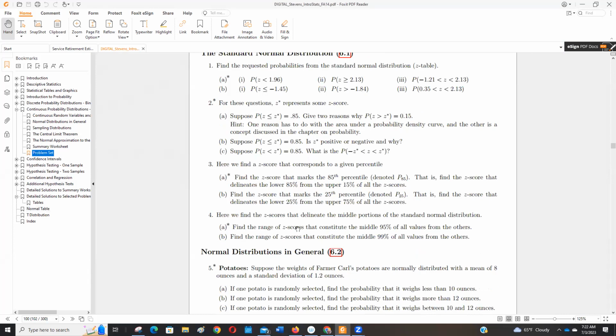So this one you don't have the answers to, but you get A. So you go look that one up in that file or in the textbook. So we want to find what z-score constitutes the middle 95%. Let's think about what we just did here. Before, they were telling us the tail area, now they're telling us the middle area.